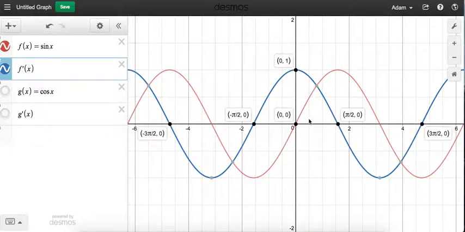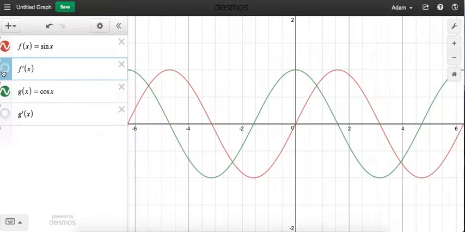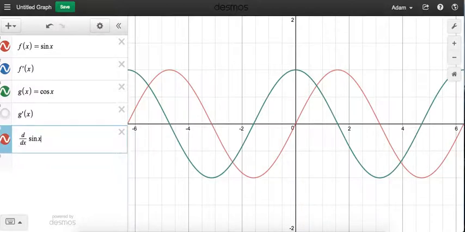And what function is it that we're looking at graphically? Well, if I click on the cosine function, you don't see it because it landed right on top of the derivative function. And so what we can deduce from this is that the derivative of the sine of x is cosine of x. That's something that we should definitely have written down in our notes. The derivative of sine of x is the cosine of x.